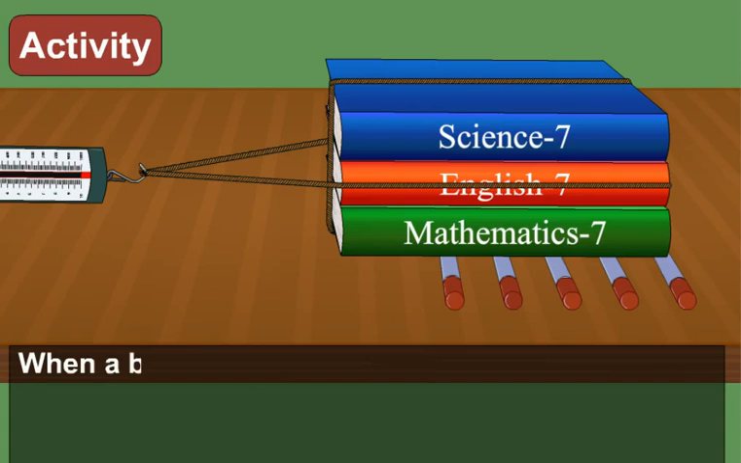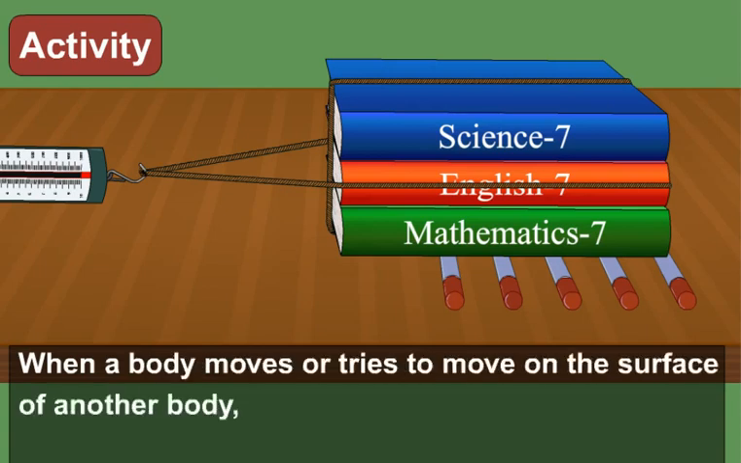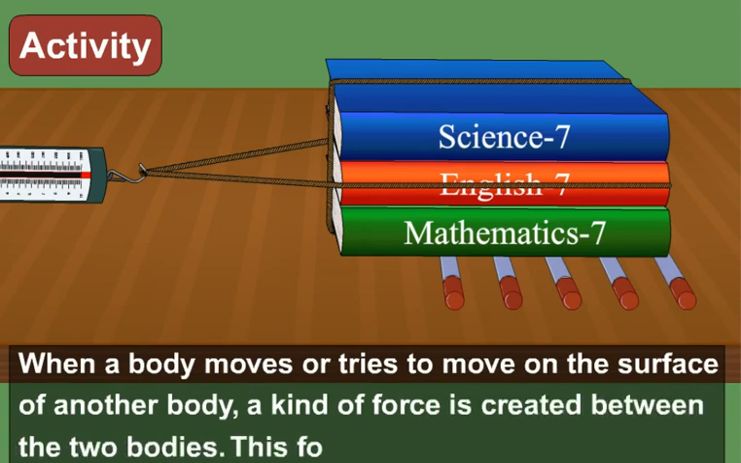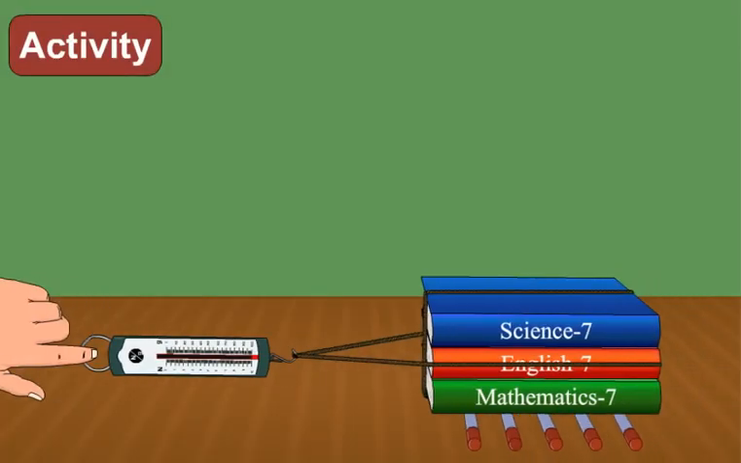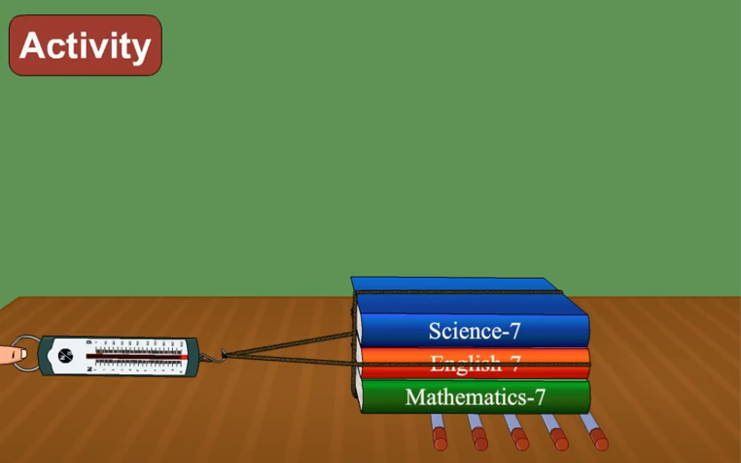Students, when a body moves or tries to move on the surface of another body, a kind of force is created between the two bodies. This force is called frictional force. That is why you feel it easier to pull the books after inserting the pencils.